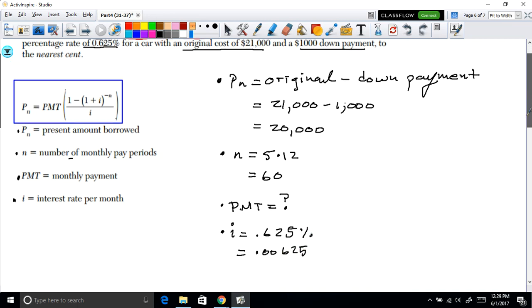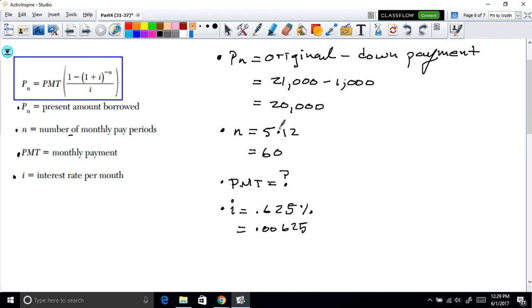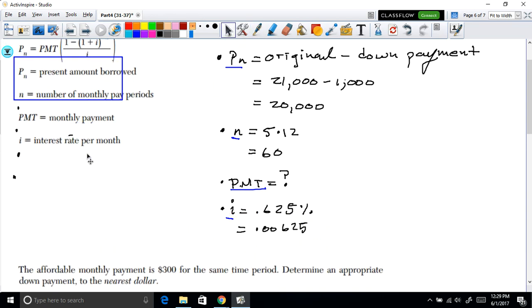Great. So I think we have all we need. We have a formula. We have values for this formula. We know what P of n is. We know what n is. We don't know what PMT is. And we know what I is. We have a formula. Let's plug that in and see what happens here.